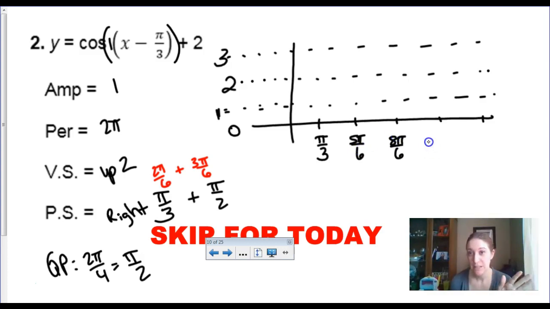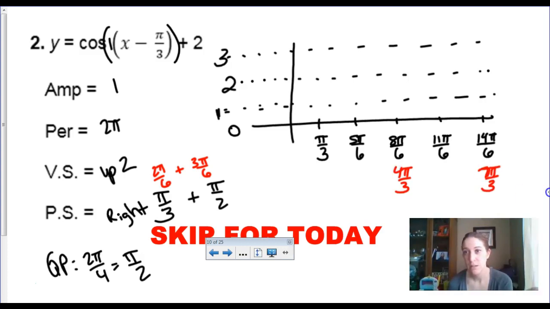I'm going to leave it not reduced, if you don't mind, for a moment. And then adding another 3 pi over 6 would be 11 pi over 6. And then adding another 3 pi over 6 would be 14 pi over 6. Again, I'm going to leave it unreduced for a moment, because look, how hard is it to reduce it? Not too hard, right? This is 4 pi over 3, and this is 7 pi over 3.